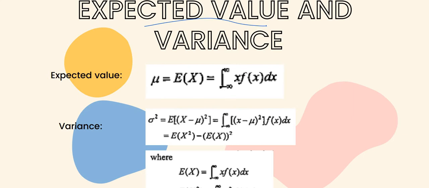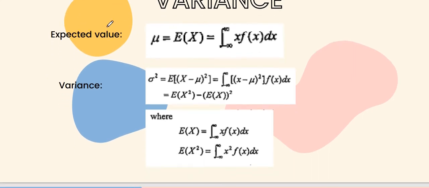Okay, so the expected value formula here is given by mu, the symbol of mu, equal to EX. But now the formula will be different from the discrete. Kalau discrete, formula dia lain kan? So for continuous, formula dia lain. How to find the expected value for continuous? You need to integrate from negative infinity until infinity, and then you multiply x with fx. Then you solve it. Okay? For variance, you can ignore this one.